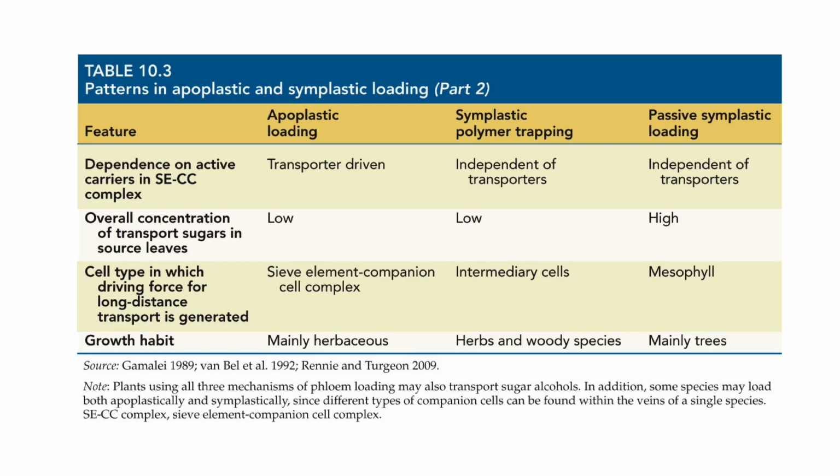And again, the cell types in which the driving force for long distance transport is generated is the sieve element companion cell complex for apoplastic loading. It's mainly herbaceous plants that occur. In the symplastic polymer trapping, it's the intermediary cells, which are largely in herbs and woody species. And in the passive symplastic loading, it's through the mesophyll, and it's mainly trees.